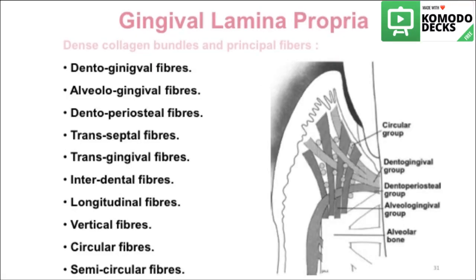The lamina propria of the gingiva contains dense collagen bundles and principal fibers connecting the gingiva to the tooth, the alveolus, and the periosteum, and it has many shapes like longitudinal, vertical, circular, semicircular, transgingival, and transseptal fibers.